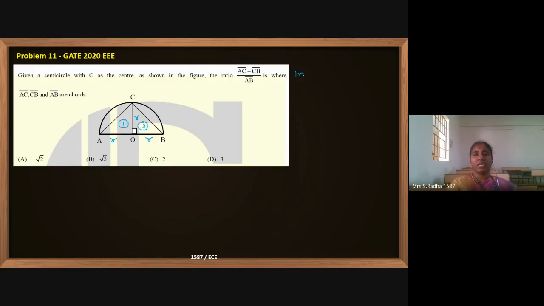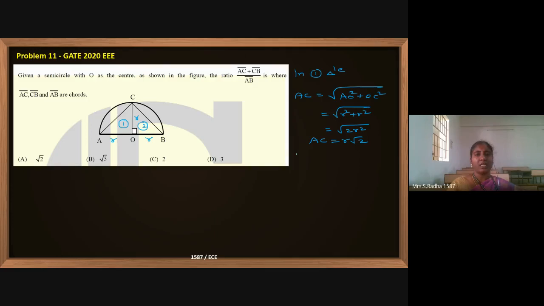So in the first triangle, if I consider AC, what is the length of AC? It is nothing but the square root of AO square plus OC square, which is the square root of R square plus R square, which is the square root of 2 times R square, which is R into square root 2. This is the value of the chord AC.